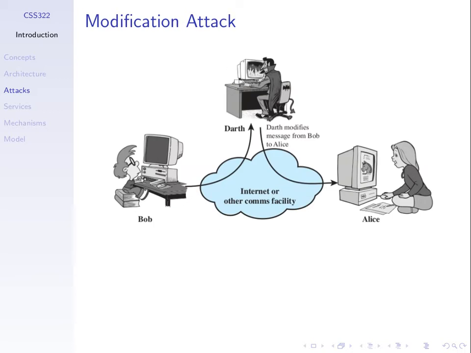For example, a modification attack, Bob sends a message, Alice receives a different message, something's changed. We've got ways that it's relatively easy for Alice to check whether that message has been changed or not. So there are ways, we'll go through in this course, of how to check at the receiver that the message has changed or not. And therefore we can detect that an attack took place. Easy to detect, hard to prevent from happening in this case.